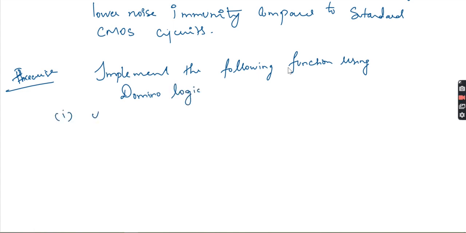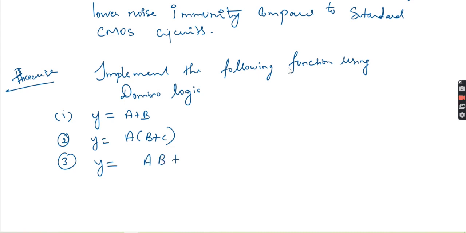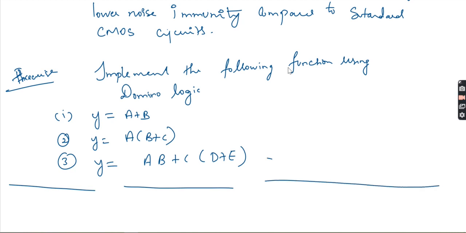The first one is y is equal to a plus b. Second is y is equal to a into b plus c. Then third is y is equal to a b plus c into d plus e. So you need to implement these. Keep in mind whatever exercises I have given, because in the examination or in the test it may be asked anytime. Not only this Boolean expression, any kind of Boolean expression. This is the example I have given.